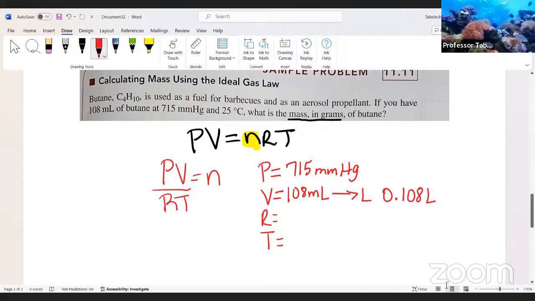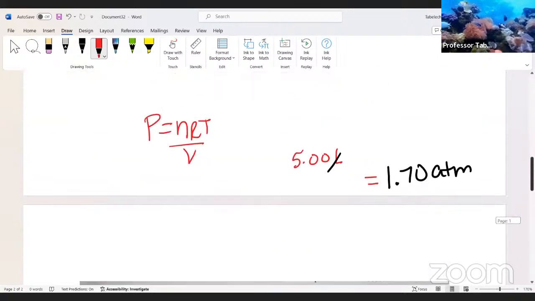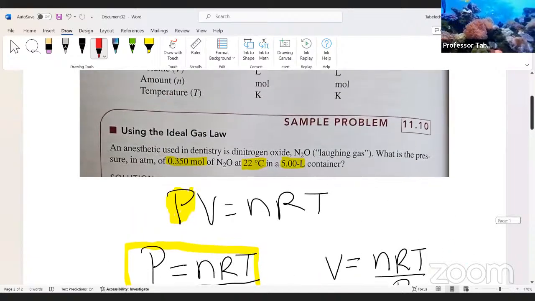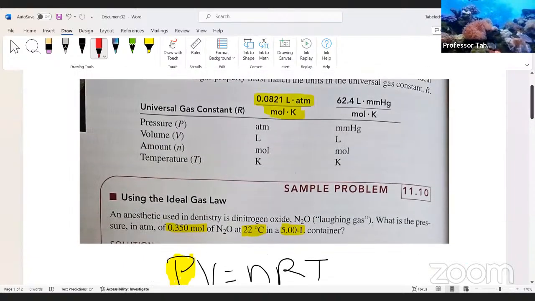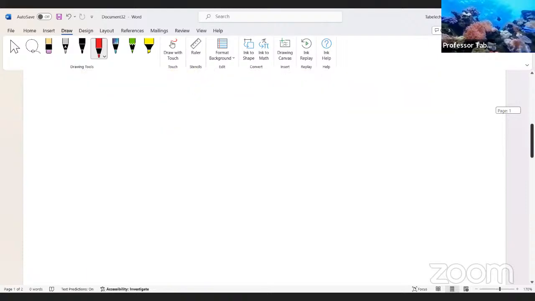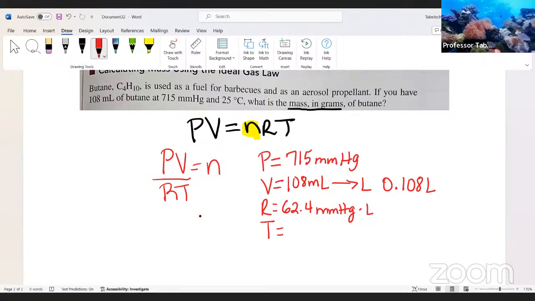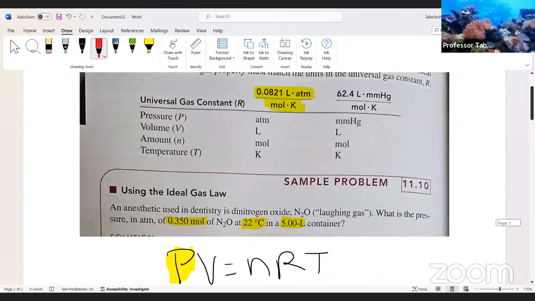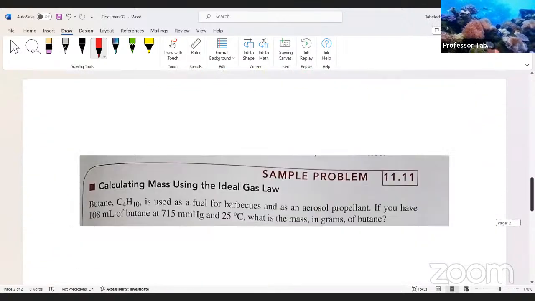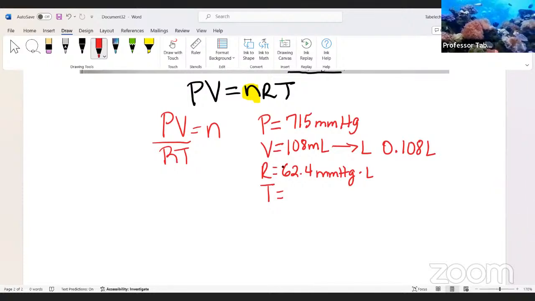Then your R constant, if we go back up here where we were before to get our R constant, it's the 62.4 liters dot millimeters of mercury per mole Kelvin. So 62.4, that's our R constant right here. 62.4 millimeters of mercury dot L, moles per Kelvin. Let me make sure. Yeah, moles per Kelvin. I just wrote it differently, but it's the same thing, okay?